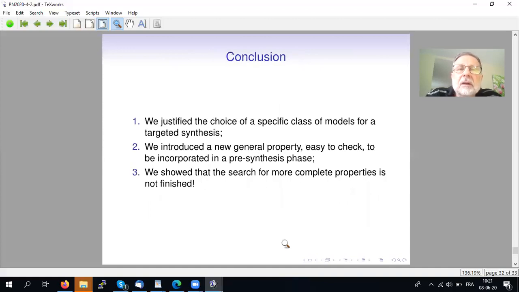So, in conclusion, we justify the choice of a specific class of models for targeted synthesis. In fact, the choice-free nets. We introduced a new general property, easy to check, to be incorporated in the pre-synthesis phase, but we showed also that the search for more complete properties is not finished since we don't have a complete set of properties.